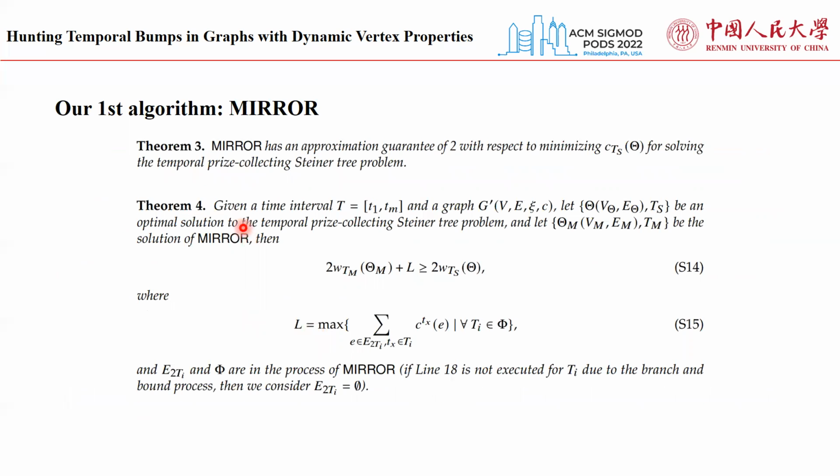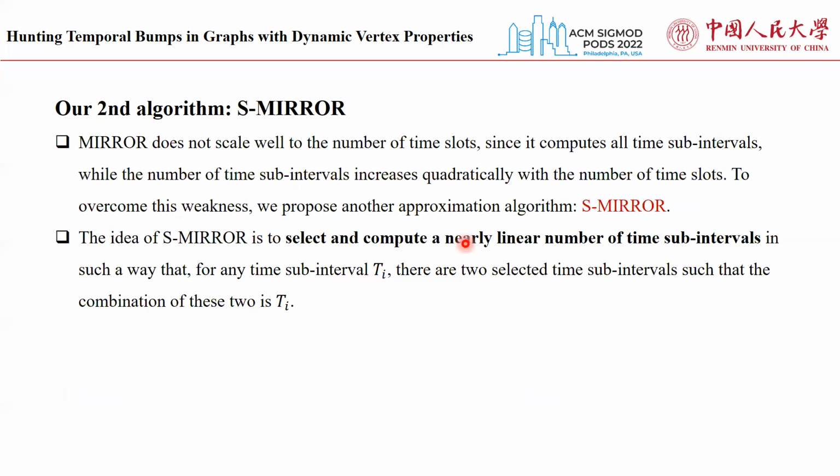Mirror has some approximation guarantees. First, it has an approximation guarantee of 2 with respect to minimizing C(Ts, theta) for solving the temporal price collecting Steiner tree problem. Second, it achieves a non-constant approximation guarantee with respect to maximizing the weight. Mirror does not scale well to the number of time slots, since it computes all time subintervals, while the number of time subintervals increases quadratically with the number of time slots.